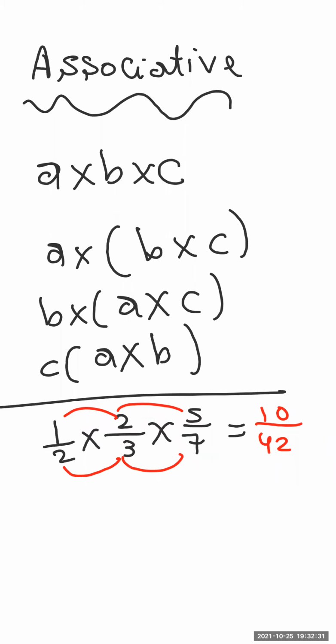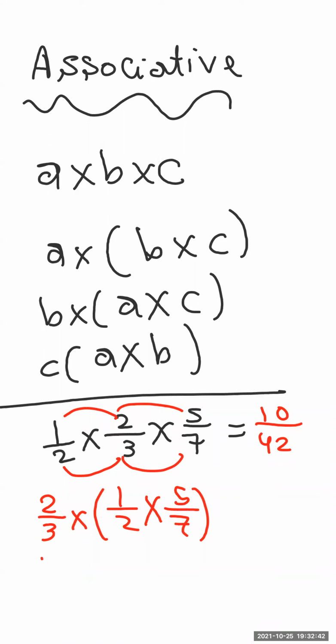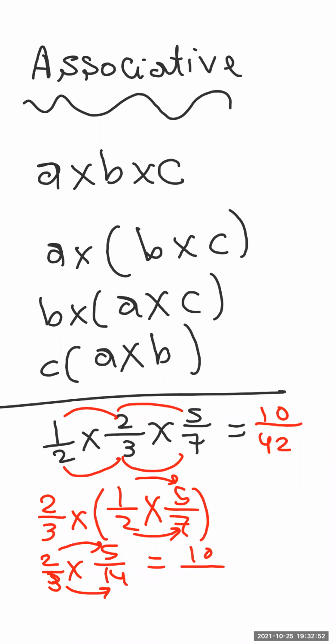Okay, it will be the same as that one. 2 over 3 times, then group the next two numbers, 1 over 2 times 5 over 7. Also, it will equal 2 over 3 times 1 times 5, it's 5, over 2 times 7, it's 14. Now, 2 times 5, it's 10. 3 times 14, it's 42.